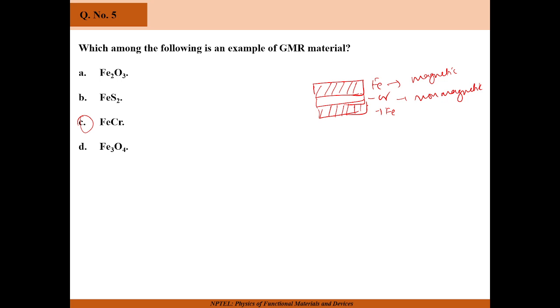Which among the following is an example of a GMR material? Here we have a magnetic iron layer and chromium, which is non-magnetic in nature, in a sandwich structure, so it acts as a GMR material. The others are not GMR materials because they don't show the GMR property.